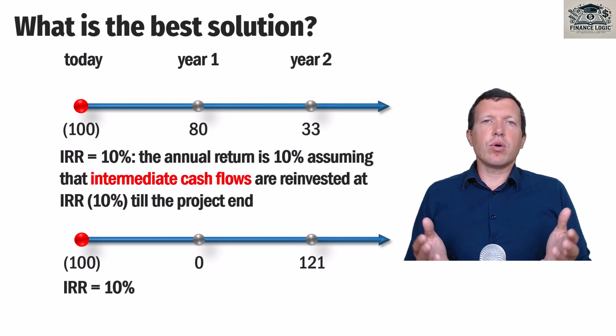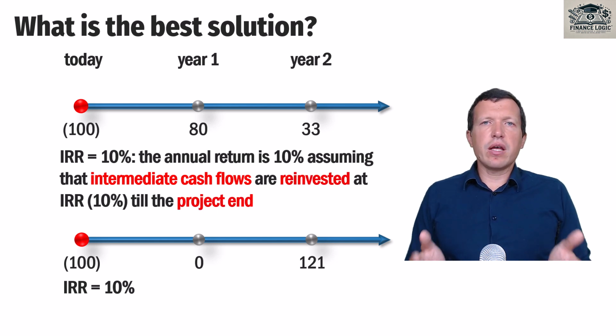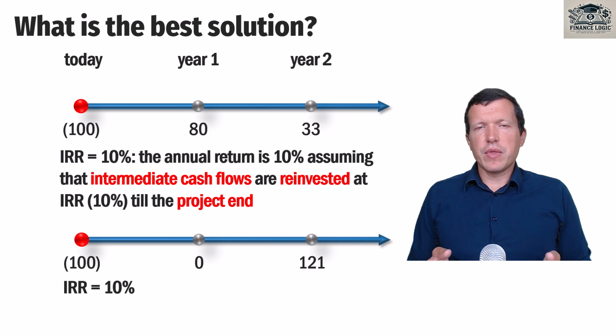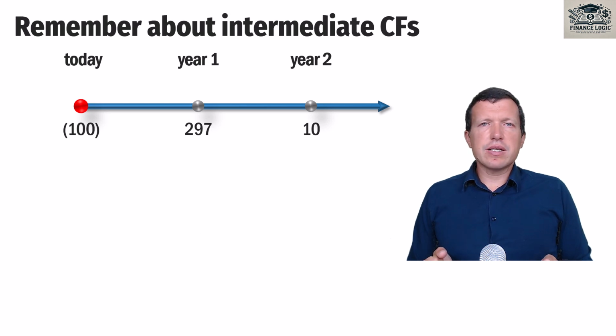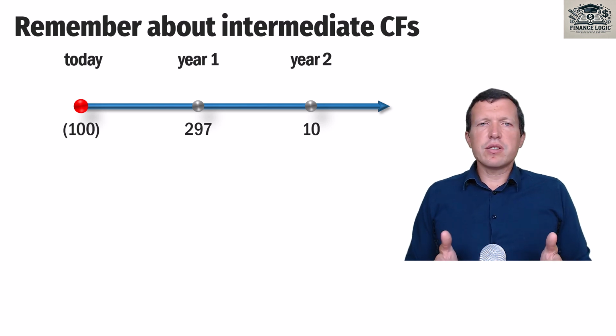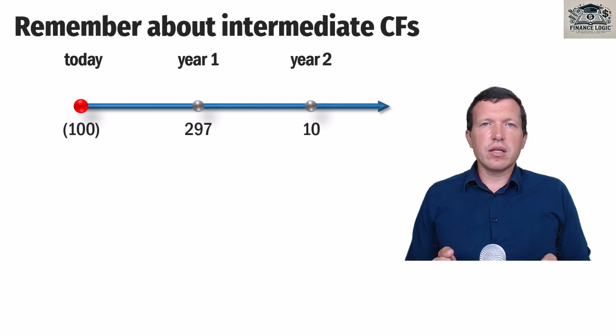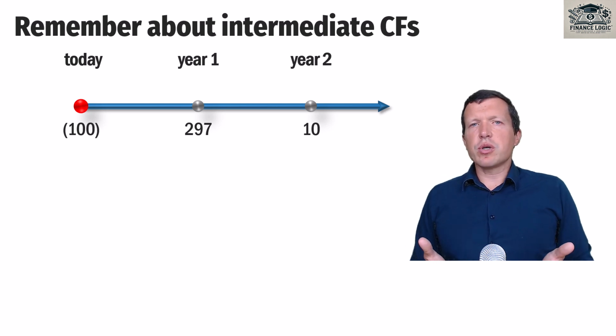IRR assumes that all intermediate cash flows are reinvested at IRR till the end of our project. Now let's see an example that shows where our interpretation of IRR is the most important, or where the trap is more dangerous. Let's assume the following project. We invest 100 today and we expect 297 in year number 1 and 10 in year number 2.